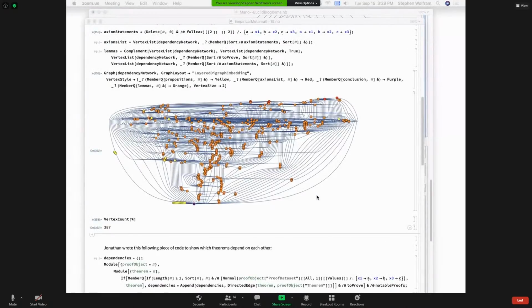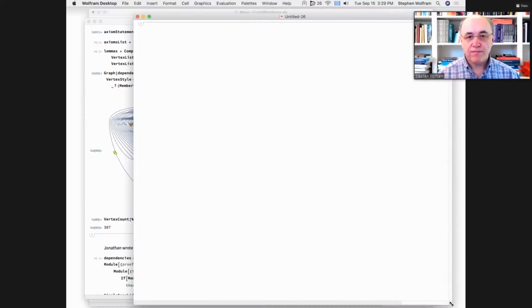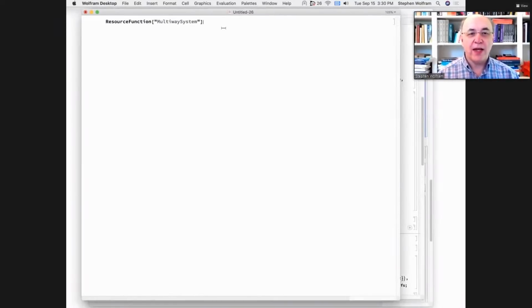And what does this mean? Well, one of the principal subjects here are these things we call multi-way systems, which are just systems where you have rewrite rules and you're rewriting in all possible ways. So if I share my screen, I could run one of these things. Let's take a typical multi-way system. We have multi-way systems for all kinds of things. We have multi-way systems for combinators, for tic-tac-toe games, all kinds of stuff.